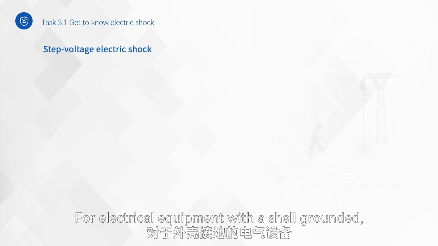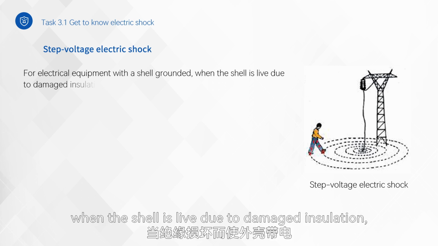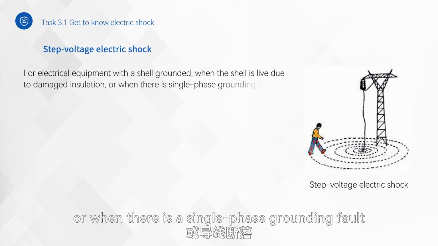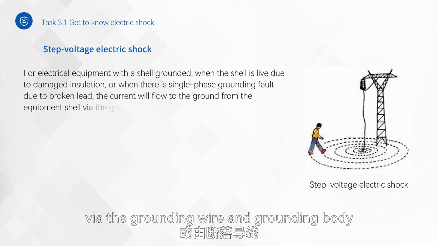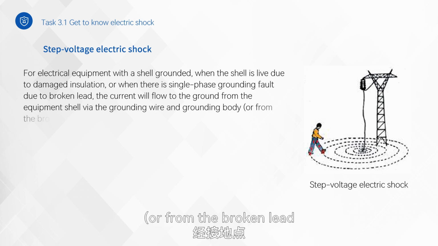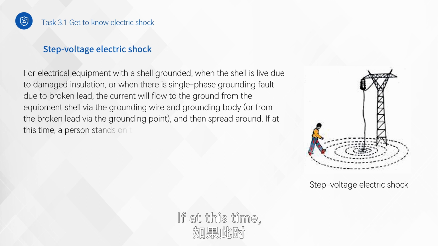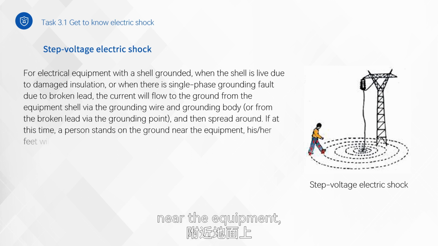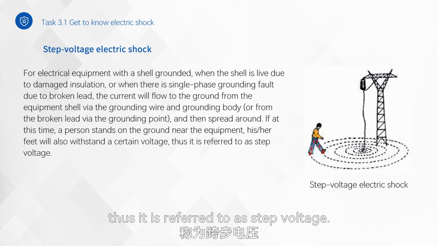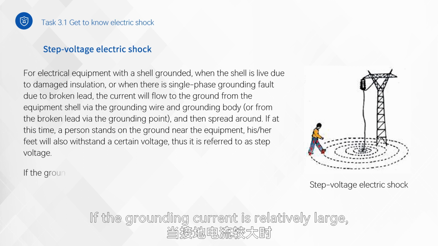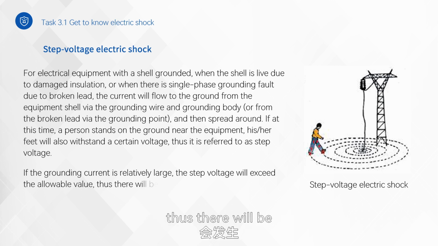Step-voltage electric shock. For electrical equipment with a shell grounded, when the shell is live due to damaged insulation, or when there is a single-phase grounding fault due to broken lead, the current will flow to the ground from the equipment shell via the grounding wire and grounding body, or from the broken lead via the grounding point, and then spread around. If at this time, a person stands on the ground near the equipment, her feet will also withstand a certain voltage, thus it is referred to as step voltage.